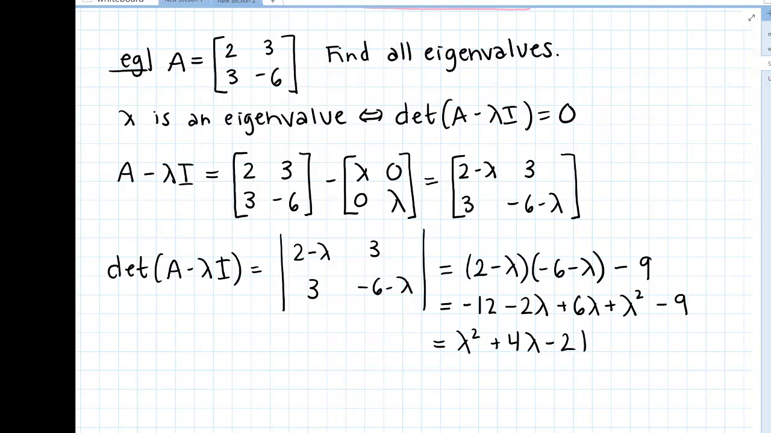So this thing that we just found, we haven't finished this problem off yet, but this is what's called the characteristic polynomial of the matrix A. So it's a polynomial where the variable is lambda, and notice that the degree of this polynomial is 2. And we'll see that that's because it's a 2 by 2 matrix.